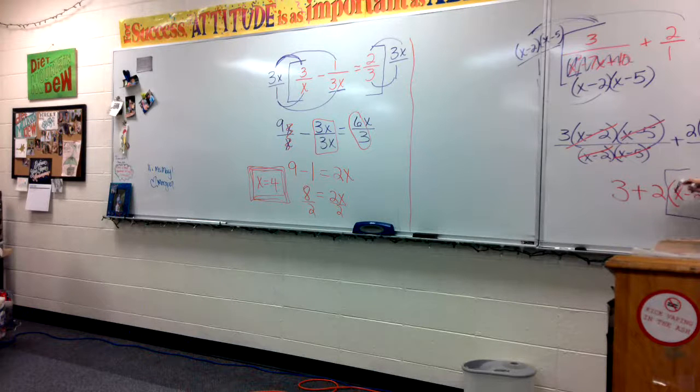X squared minus 5x. And then move over. Now negative 2x plus 10 equals, and we have to FOIL this as well. Oh my gosh. X squared minus 2x. Move over. Minus 4x plus 8. I hope you're checking. Make sure I don't make any mistakes.